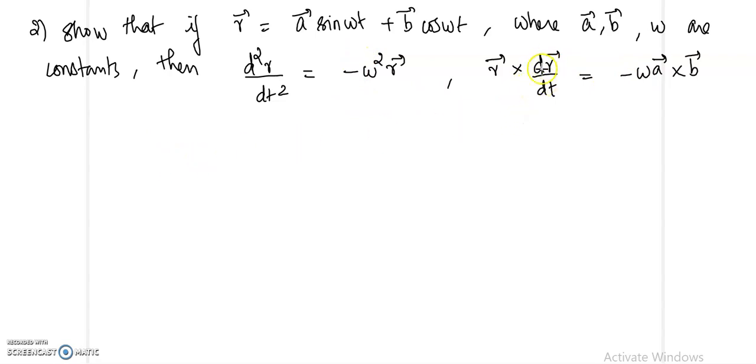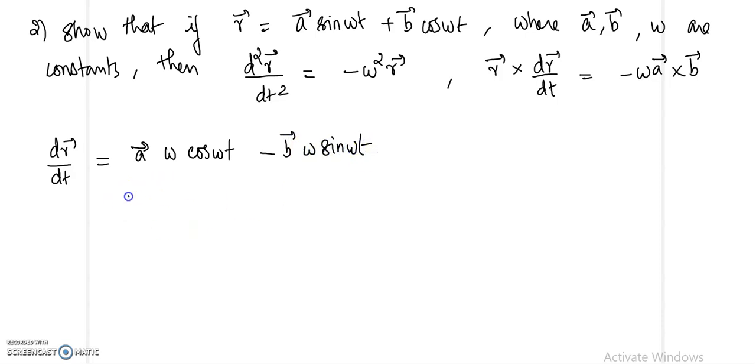Then we need to calculate here dr by dt and d square r by dt square. So let us start with dr by dt. Here a is a constant vector. So when you take the derivative, differentiate the terms involving t, so you will get a omega cos omega t minus vector b omega sin omega t. So that will be omega times a cos omega t minus b sin omega t.